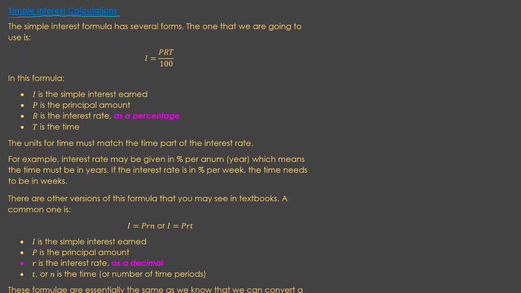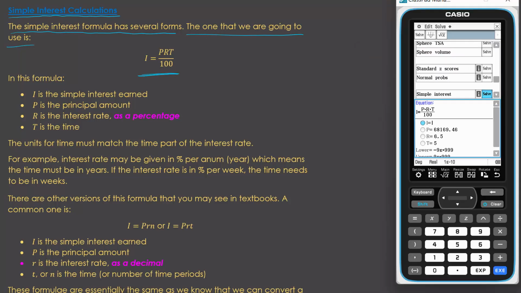Simple interest calculations. The simple interest formula has several forms. The one that we are going to use is I is equal to PRT over 100. You'll note that that is the form used in the E activity on the class pad.